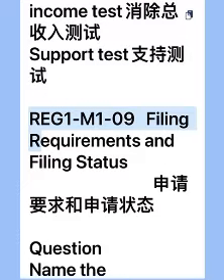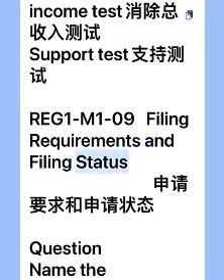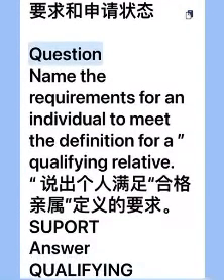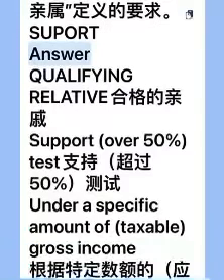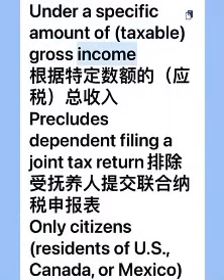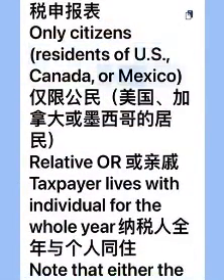Eliminate gross income test. Support test. Reg 1M1-09. Filing requirements and filing status. Question: Name the requirements for an individual to meet the definition for a qualifying relative. Answer: Qualifying relative. Support, over 50% test. Under a specific amount of taxable gross income. Precludes dependent filing a joint tax return. Only citizens or residents of US, Canada, or Mexico. Relative or taxpayer lives with individual for the whole year.